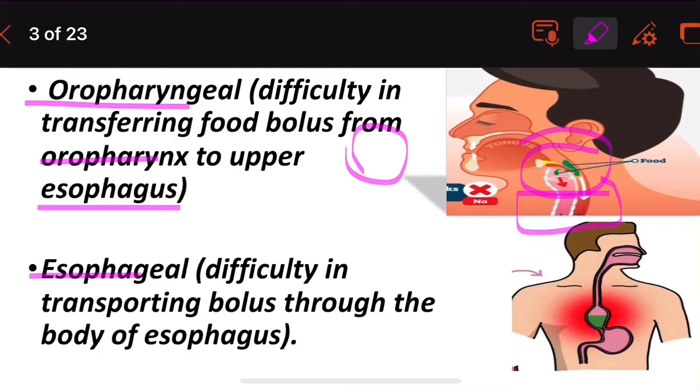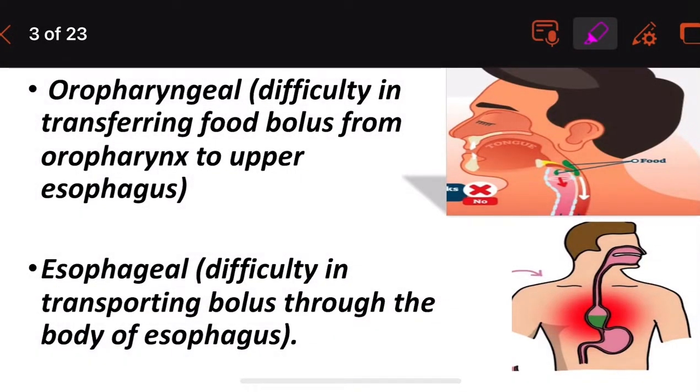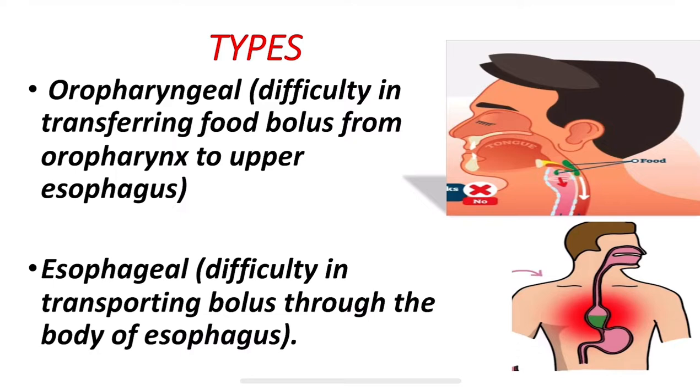Esophageal. In esophageal, there is difficulty in transporting the bolus from the body of the esophagus into the stomach. So, there is a difficulty in transporting through the body of the esophagus. These are the two types, oropharyngeal and esophageal.